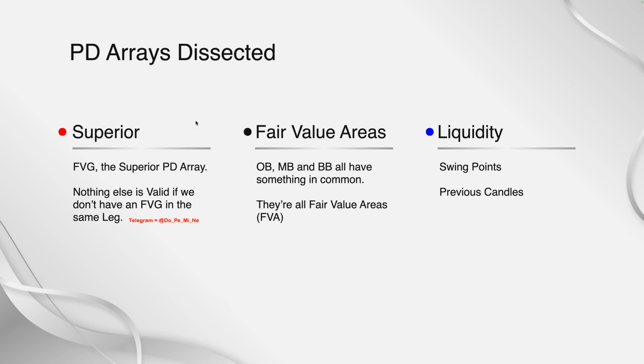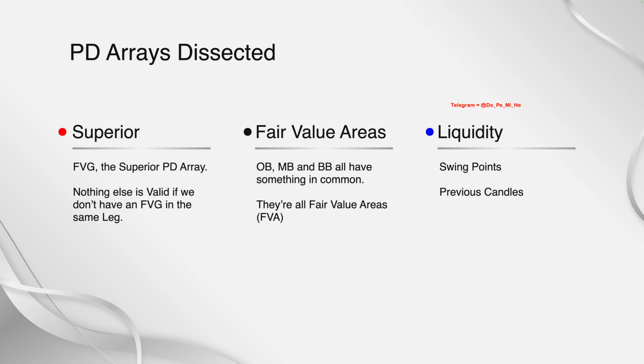Now, again, to sum this up, FVG, the superior PD array, nothing else is valid if we don't have an FVG in the same leg. Then once we have that FVG, we can allow ourselves to move on, because when we have a fair value gap, we can understand that there's something else there as well.